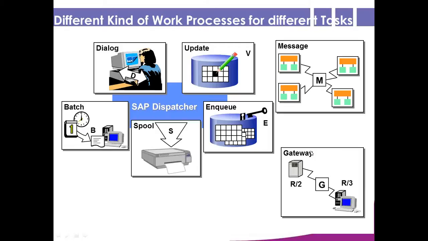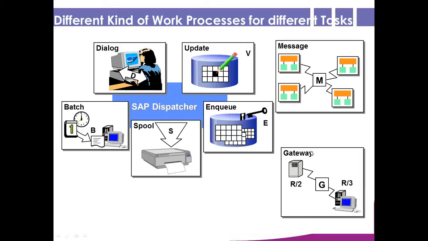After dialog, if a spool request comes, dialog immediately calls spool. If an update request comes, dialog calls enqueue and dialog calls update, because I need to put a lock on that record to modify it, right? So dialog only calls enqueue and update. If there is any background job, for example in the night I want to run a payroll job to add all my salaries.